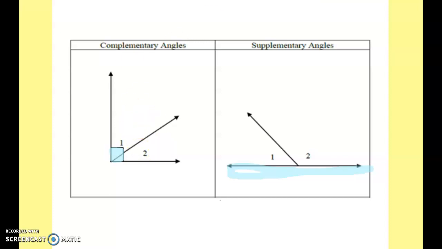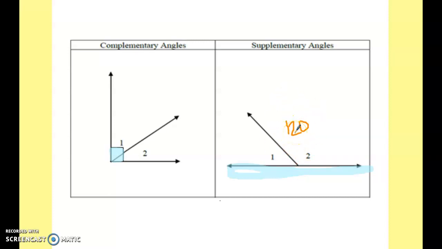So just like we did with complementary, the two numbers that you see for angle 1 and angle 2, when you add them together, have to equal 180. And you can see in this picture that they equal that straight line on the bottom. So that visually shows you also that it is 180. So let's say this one was 120. You should notice that it's larger than a right angle. It's an obtuse angle, so it needs to be bigger than 90 degrees.